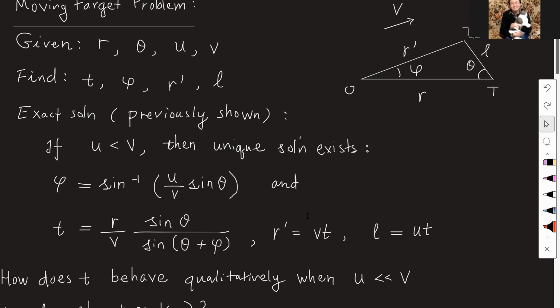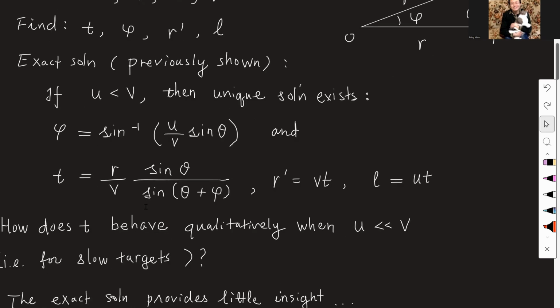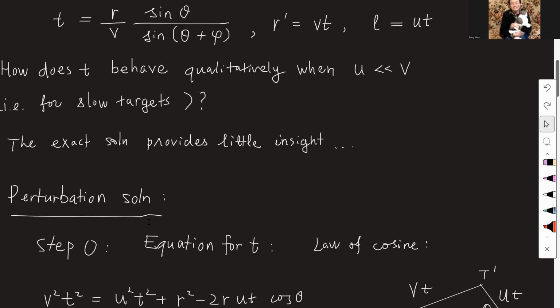That's the exact solution. However, exact solution provides little insight if we wish to analyze the problem qualitatively. For example, how does T behave qualitatively when U is much smaller than V? The target is moving a lot slower compared to the projectile, as it's often the case in real life. The perturbation method, albeit not exact, provides much better insights into the qualitative nature of the problem. And we'll see how that works.